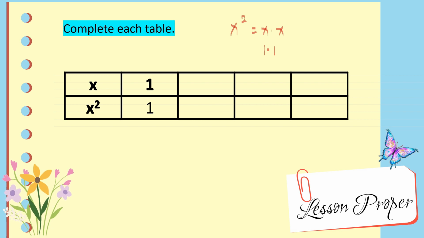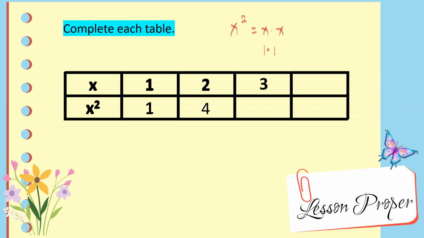How about when x is equal to 2? What is x squared? Alright, x squared is 4. That is 2 times 2. How about when x is 3? That's correct. X squared is 9, or 3 squared is 9. And when x is 4, then 4 squared is equal to 16.